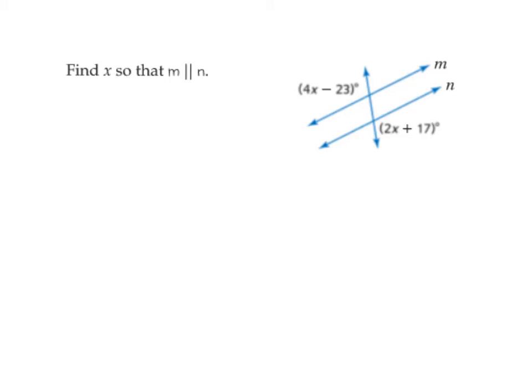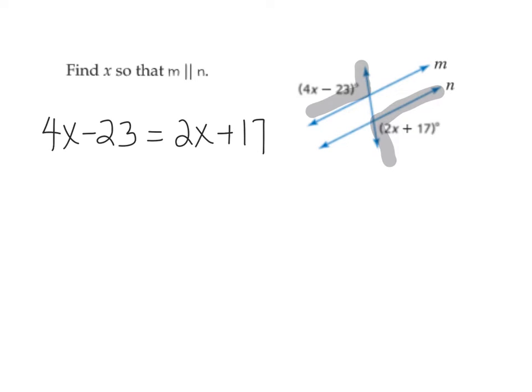Here is another example. Find x so that line M is parallel to line N. So we look at our diagram and we see that our algebraic expressions are for alternate exterior angles. We know that if alternate exterior angles are congruent, then the lines will be parallel. So we can write an equation, setting those algebraic expressions equal to each other, solve for x, and then we will know the value of x so that lines M and N are parallel.